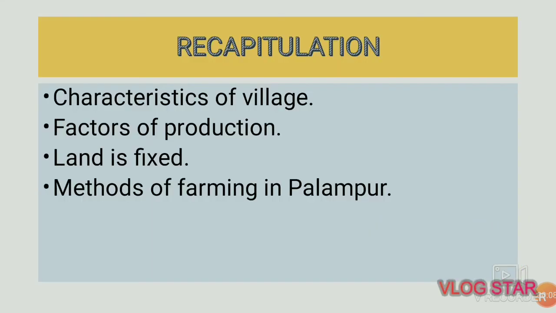First, let us recap what we have studied in the earlier two sections. One is the characteristic of development. We already know that this village is a hypothetical village, yet it is a developed village. Next is the factors of production. The factors of production are land, labor, physical capital and working capital, and human resource. Land is fixed. We have already seen land is a limited resource. We cannot increase it. And last one is methods of farming in Palampur.